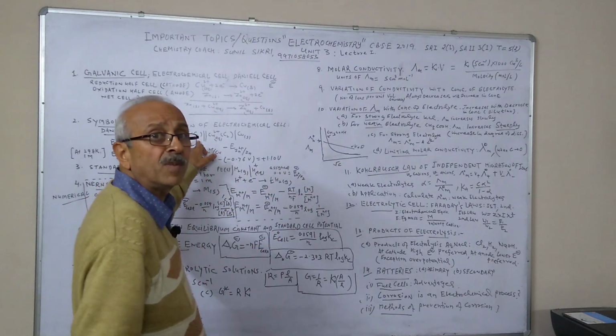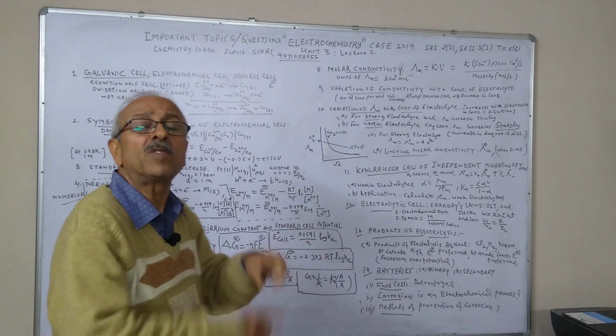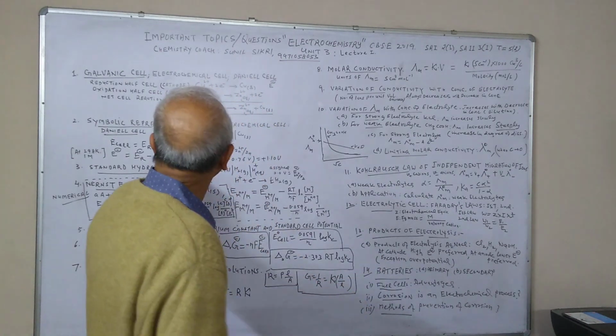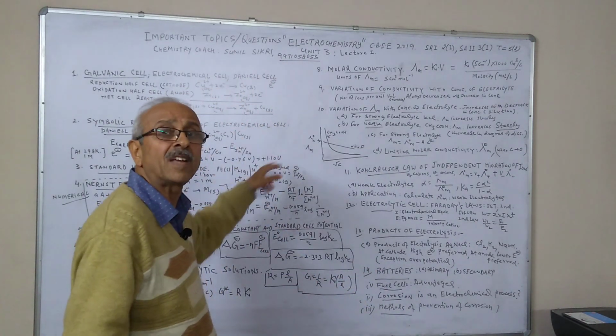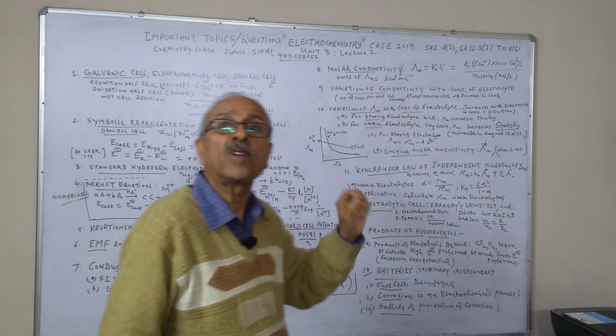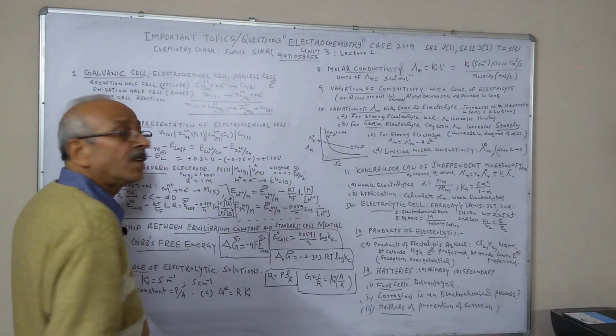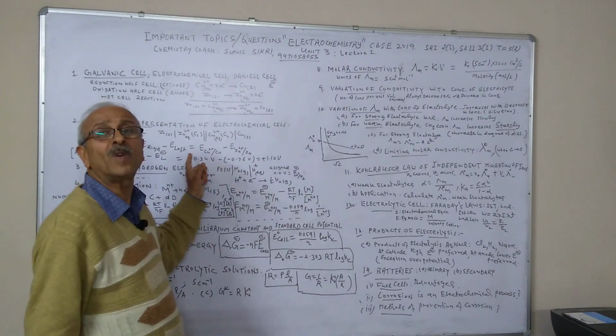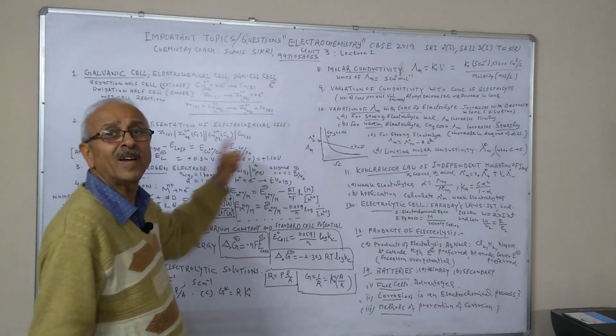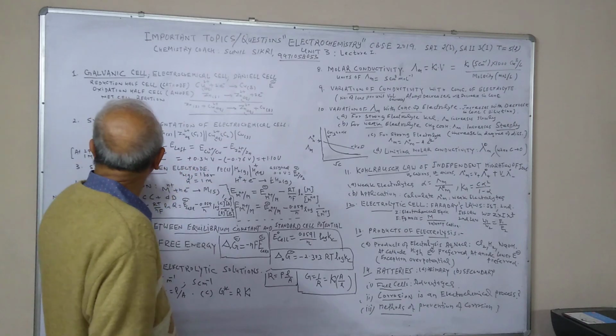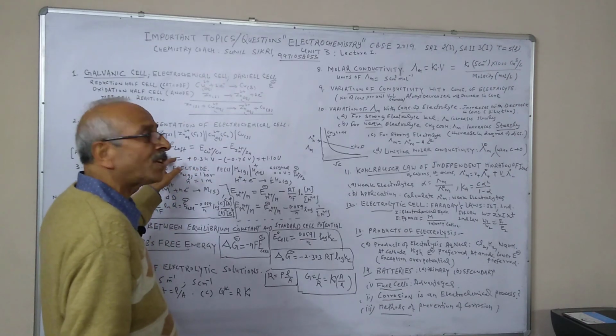Salt bridge is important to complete the circuit as well as to make the cell run continuously. Otherwise, there will be accumulation of charges on either side of the electrodes and the reaction will stop. We know that how to obtain E cell is very important; the numericals will be asked of that. It is E right minus E left, and here I am using standard values, standard electrode potential. As you can see, it is E right minus E left.